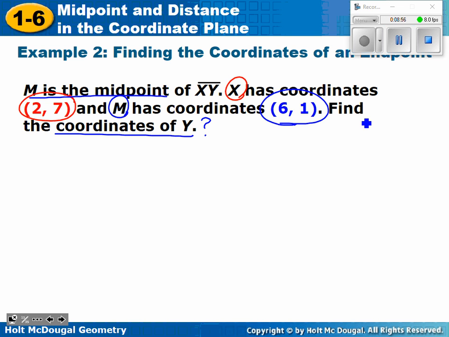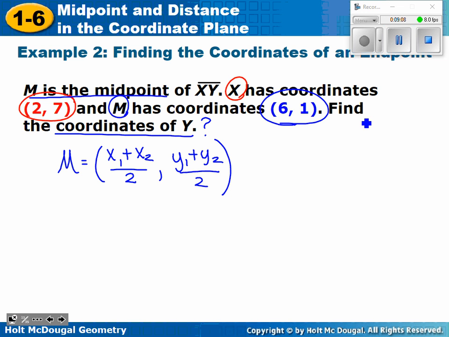So algebraic way, we start with our formula. M equals x1 plus x2 divided by 2, comma, y1 plus y2 divided by 2. Then we're just going to plug in everything we know. What is our midpoint M? 6, 1. So in for the capital letter M, we're going to put 6, comma 1 equals.